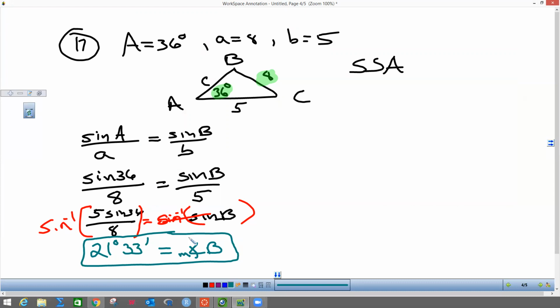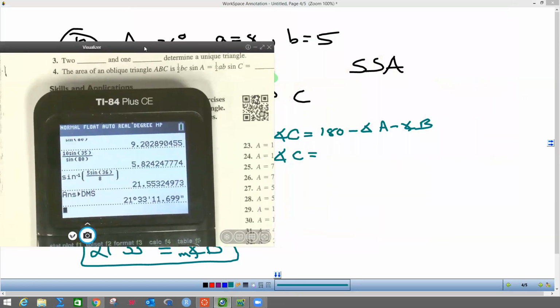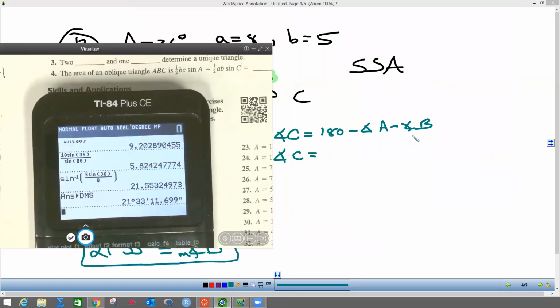Okay. I am immediately going to find the other angle. I'm immediately going to find angle C. Anybody want to guess how I'm going to find angle C? I'm going to take 180 minus angle A minus angle B. So that's what I'm going to do on my calculator right now with you, so that you can see where this answer comes from.